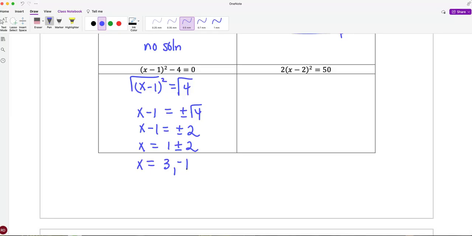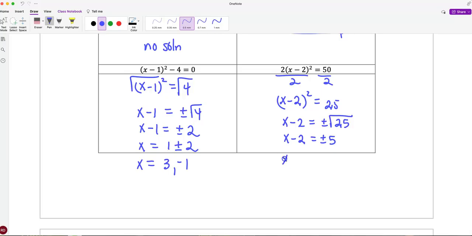So again, the steps are get the squared term all by itself. Then when you take the square root of both sides, you'll have a plus or minus answer. If I divide both sides here by 2, I get x minus 2 squared equals 25. Now if I take the square root of both sides, x minus 2 equals plus or minus the square root of 25. x minus 2 equals plus or minus 5. x equals 2 plus or minus 5. 2 plus 5 is 7. 2 minus 5 is negative 3.